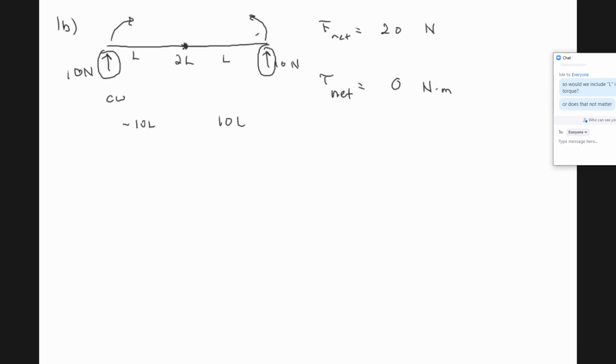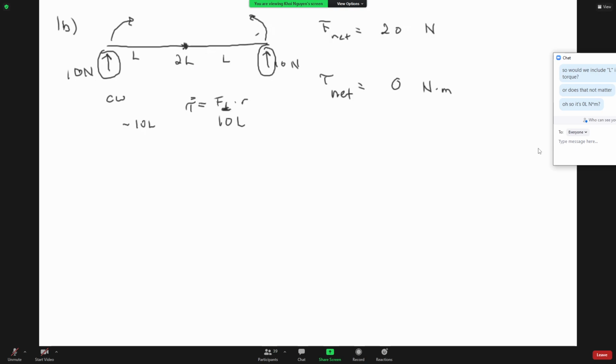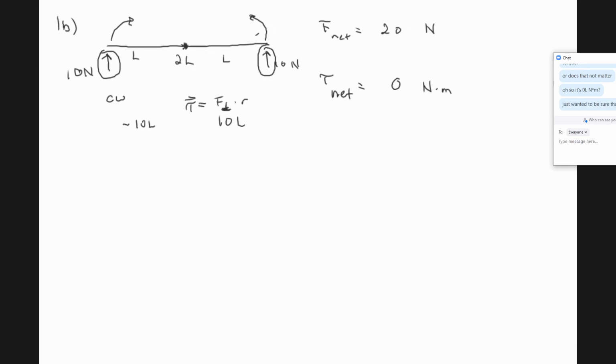Yeah, we would always include L, right? Because isn't perpendicular force times lever arm equal to torque? Oh yeah, you're right. It's 0L. But yes, 0 times any length is 0. So that's why I didn't write the L. Because L would confuse people and they'd think it was a variable. But normally you would have some length to this rod, and then you would have to include that number with it if there was actual net torque. Okay?